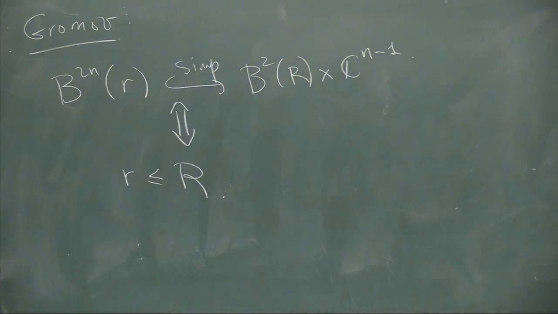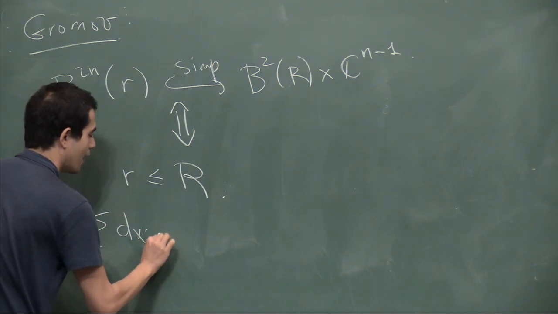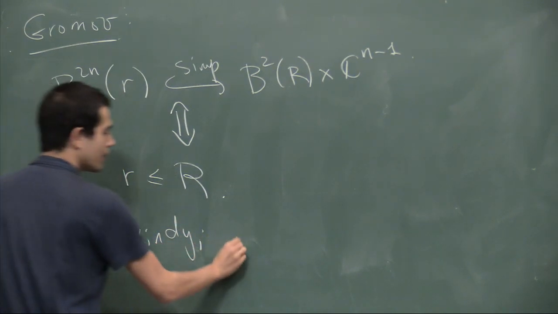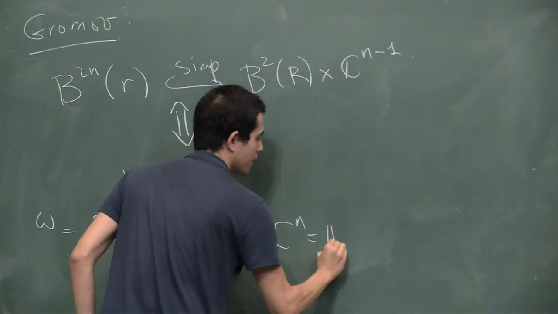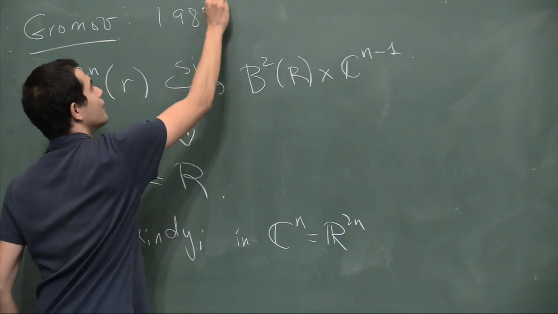So I'm going to say this once and for all. All the domains I'm going to pick here are subsets of R2n, and they're going to be given with the standard symplectic form. So the symplectic form is always going to be the sum of dxi wedge dyi in Cn, which is R2n. So this was the first theorem in this field, and it was pretty revolutionary because it's also where he introduced J-holomorphic curves in the study of symplectic geometry. So, this was in 1985, so a lot of things have happened since then.